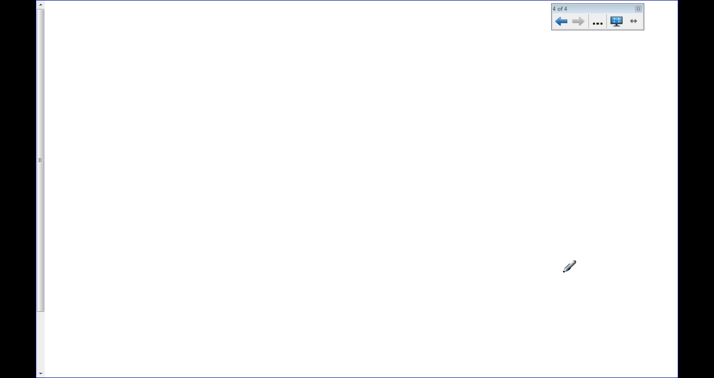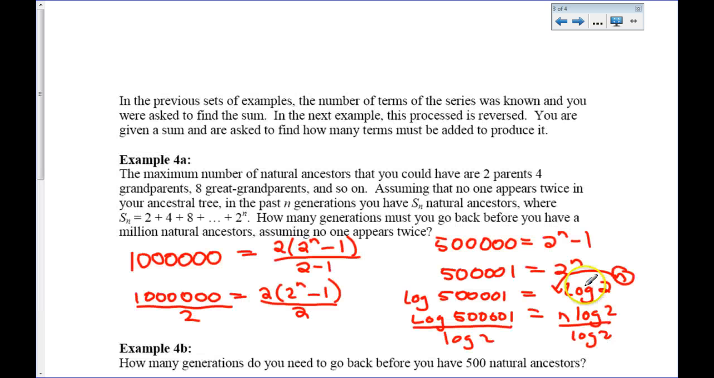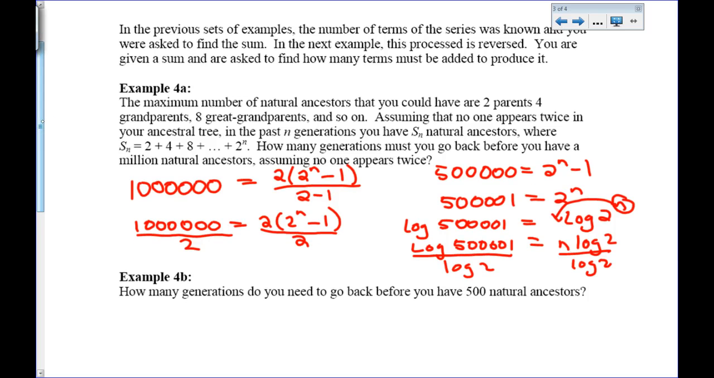So log 500,001 divided by log 2. You should get a value of around 18.93. So, do you have 18.93 of a generation? No, 19. You could round it up to 19. 19 generations.